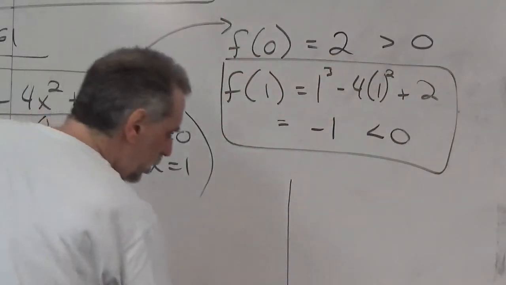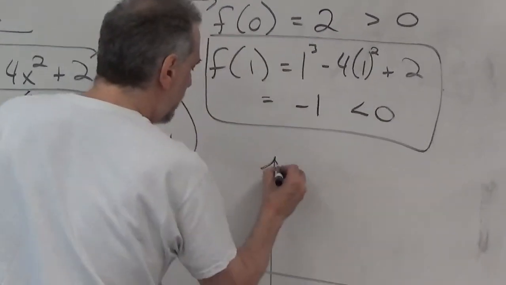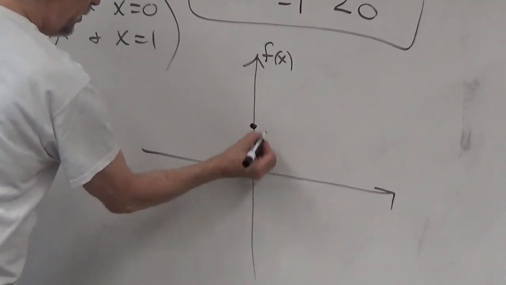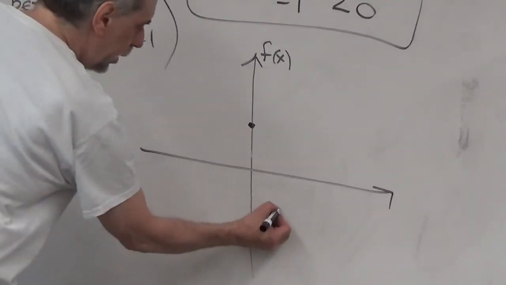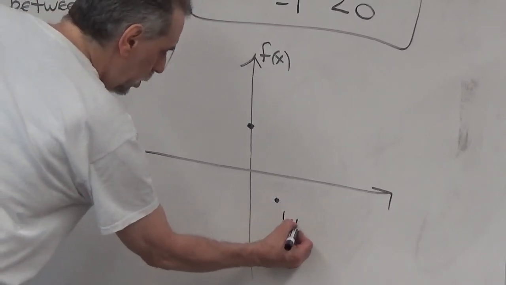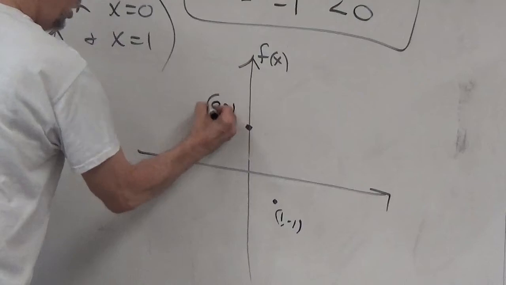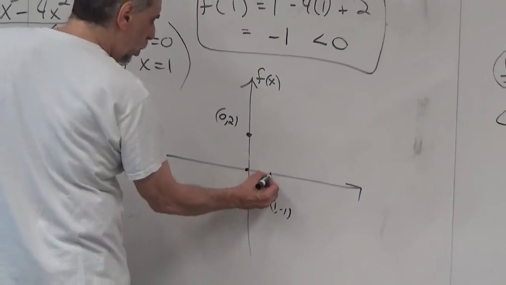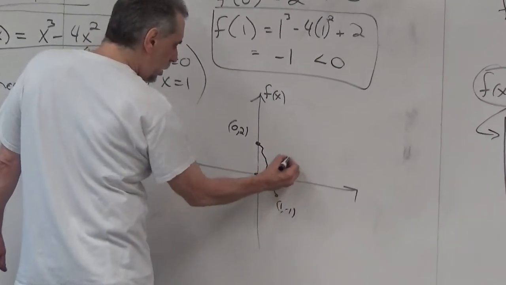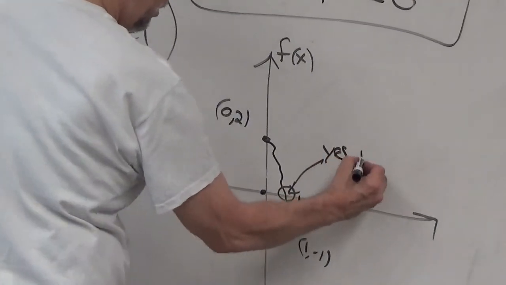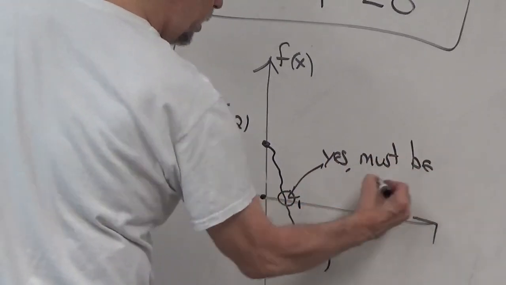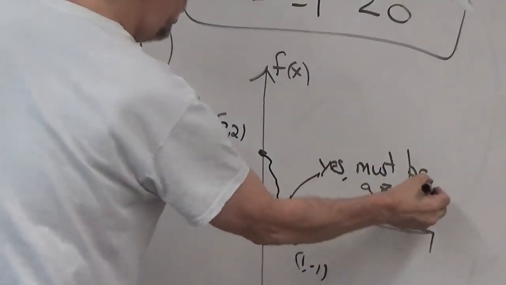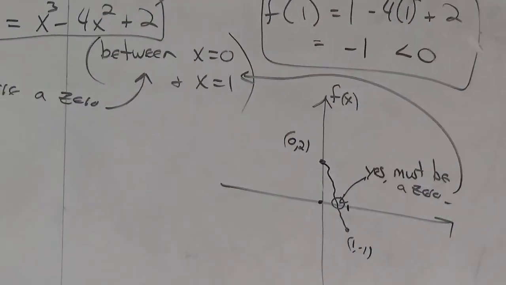So what we've just shown for this function is that 0, 2 is on the graph, and 1, negative 1 is on the graph. And we know this is a polynomial function, so somewhere between 0 and 1, there has to be a 0. Yes, there must be a 0 between 0 and 1.